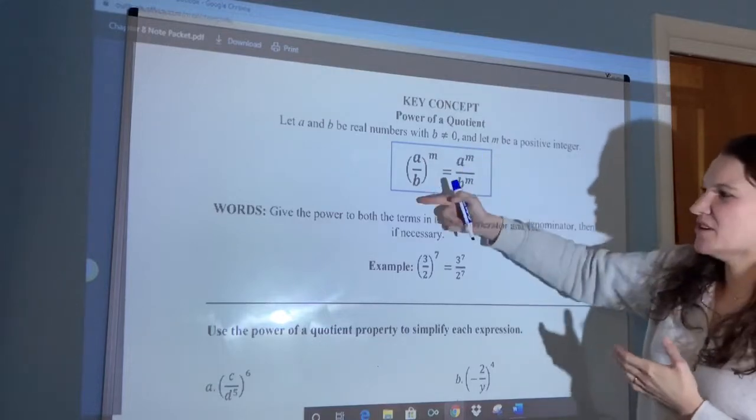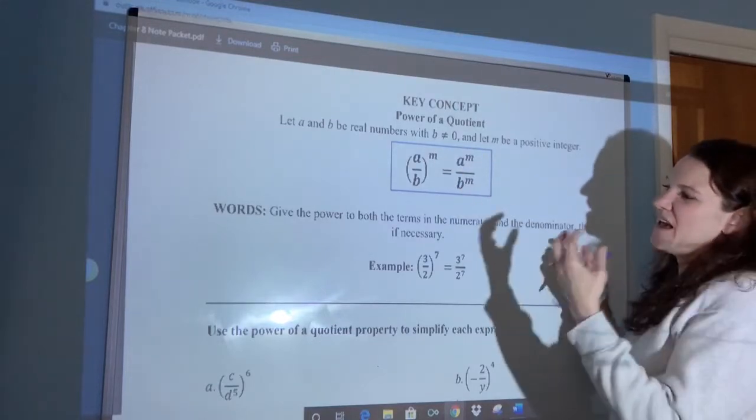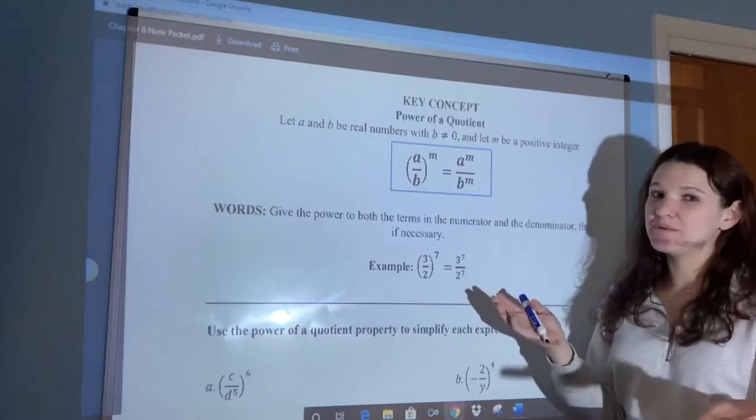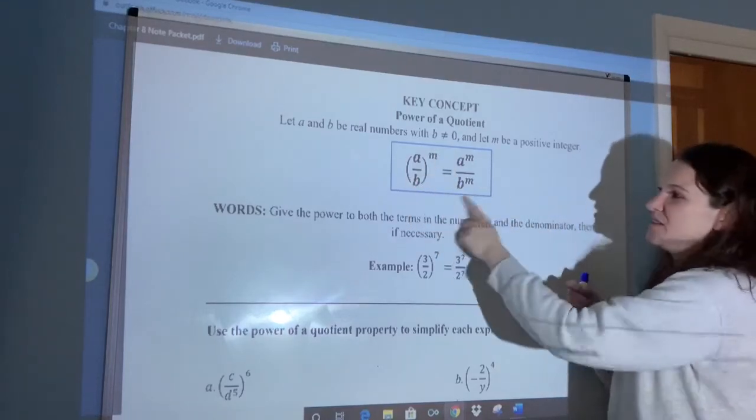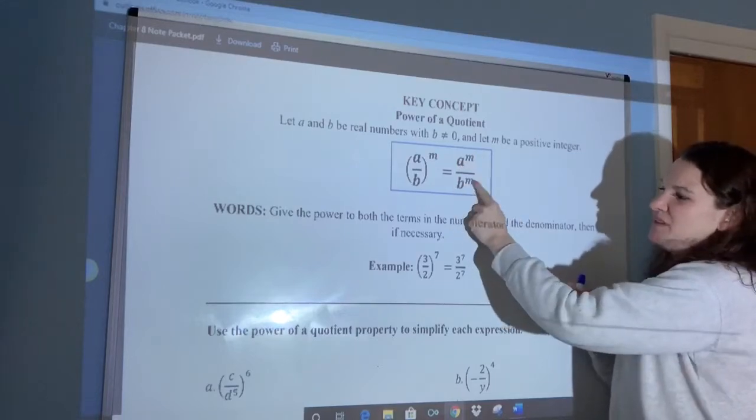So right now we have a ratio inside of those parentheses, and everything in there is taken to the power of m. As you can assume, you're almost going to distribute that m to both of those bases. So now you'll have a to the m power and b to the m power.